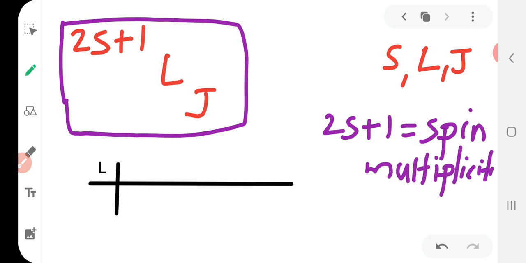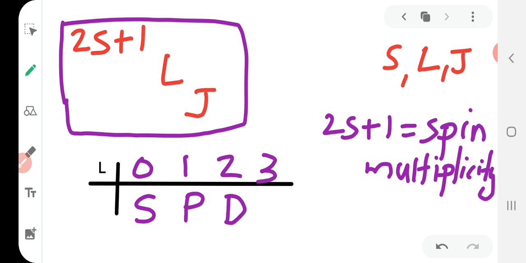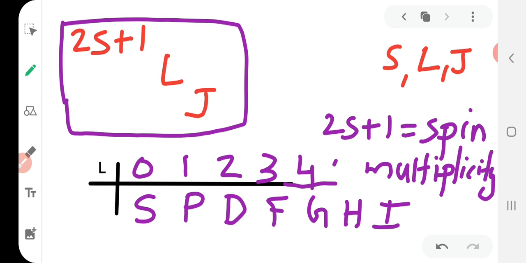The term 2S plus 1 is called the multiplicity, or spin multiplicity. L is the letter symbol: if L is equal to 0, we write it as S, if L is equal to 1, we write it as P, 2 is D, 3 is F, 4 is G, then H, I, and so on for 5, 6.